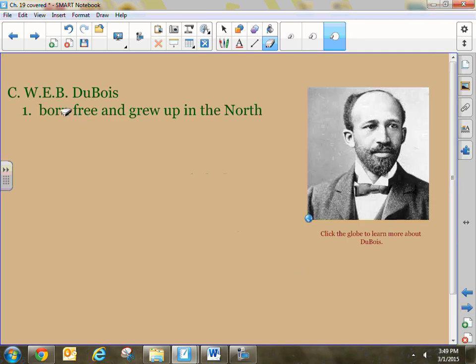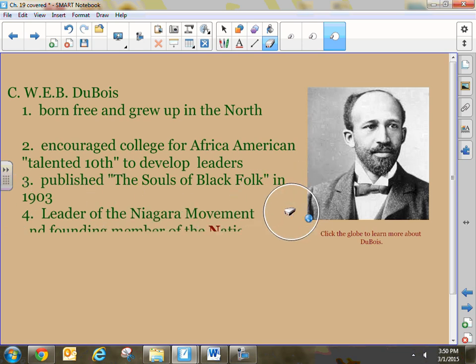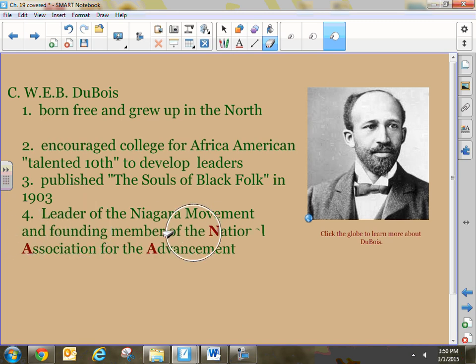The other leader was W.E.B. Du Bois. Unlike Washington, he was born free and grew up in the North. He encouraged college for African Americans, the talented 10th. He thought we should take the 10% most promising students and really focus on developing them as leaders of the black community. In 1903, he published The Souls of Black Folk, and you've read a quote from that in one of our earlier lessons about sharecroppers and tenant farmers and how many of them ended up the year in debt. He was a leader of the Niagara movement and a founding member of the National Association for the Advancement of Colored People in 1909. We're going to be talking more about him in class tomorrow, too.